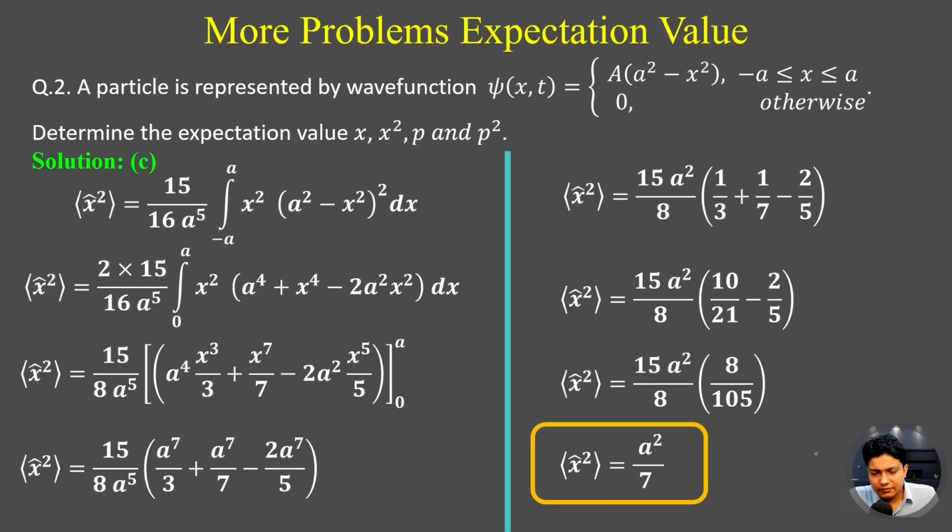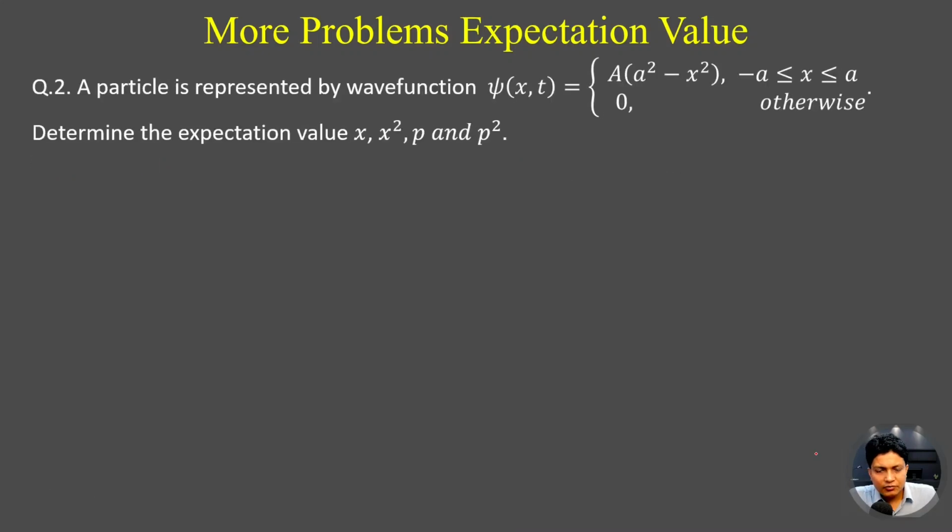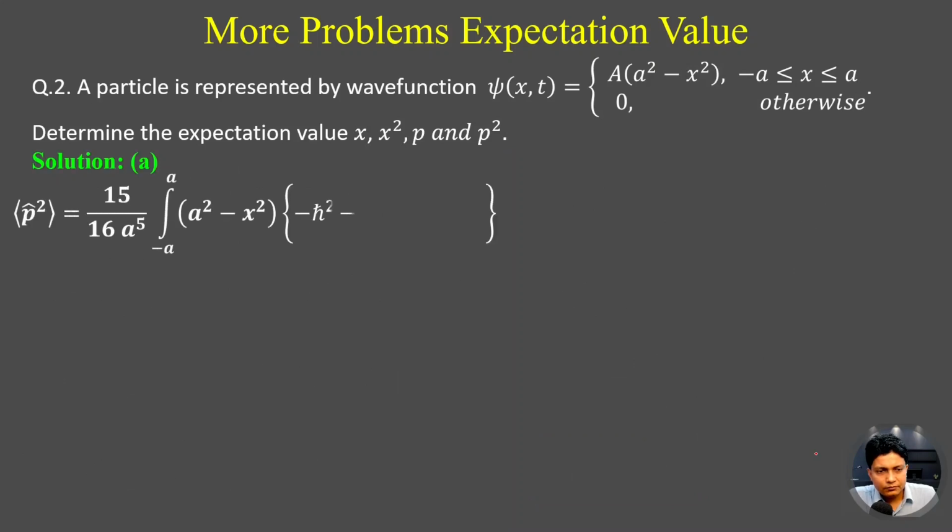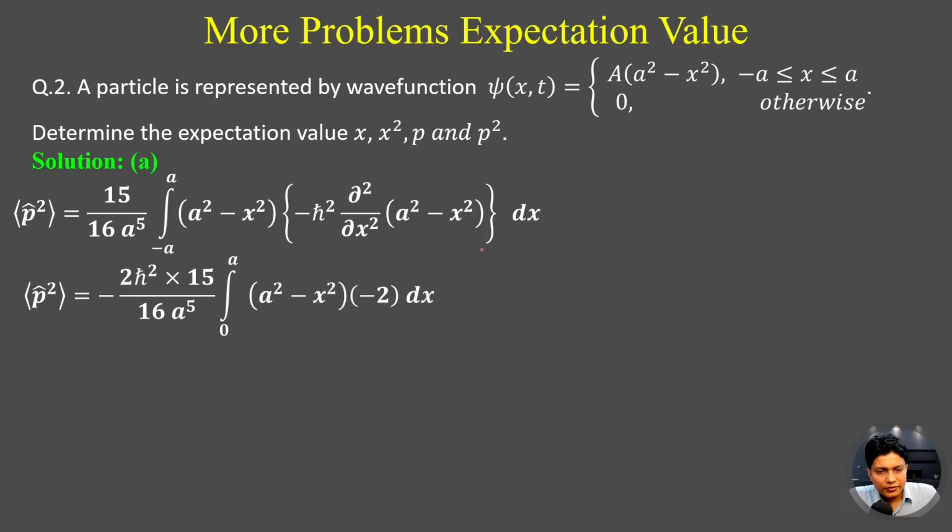Now the expectation value of p² we can also calculate here. The expectation value of p² will be 15/16a^5 ∫ from −a to +a of (a² − x²)(−ħ² ∂²/∂x²)(a² − x²) dx, where this is the p². Now after taking the double derivative of this, the first factor stays a² − x², and the derivative gives −2x, then −2, into dx.